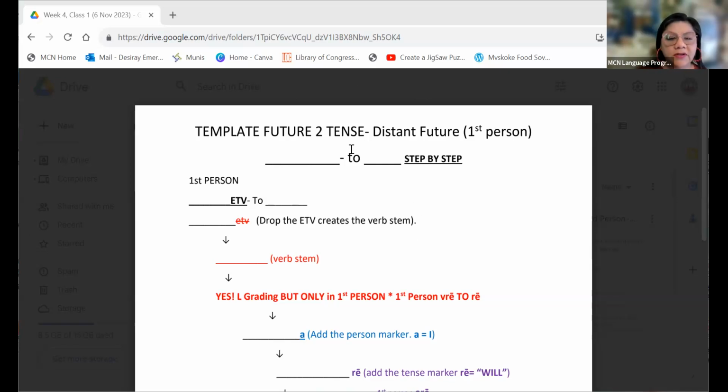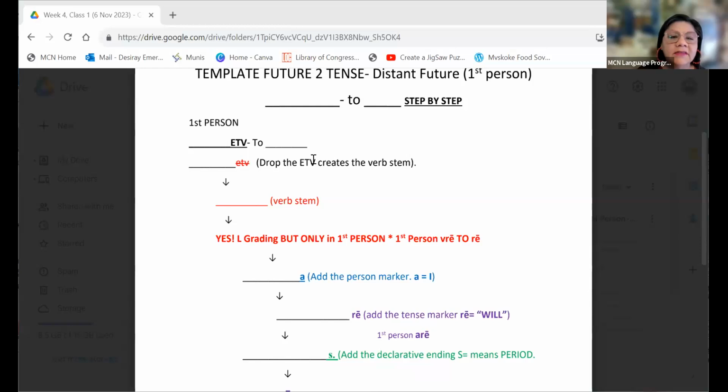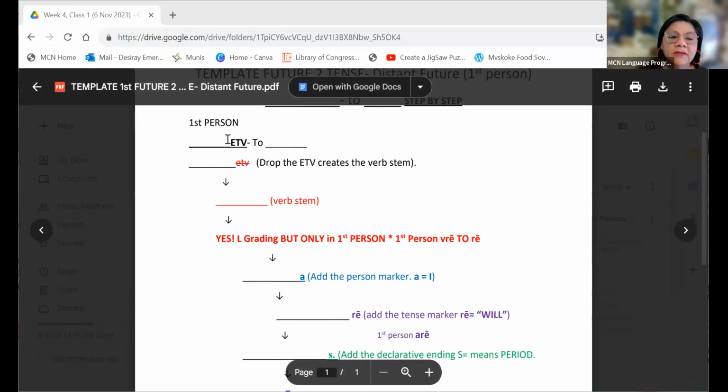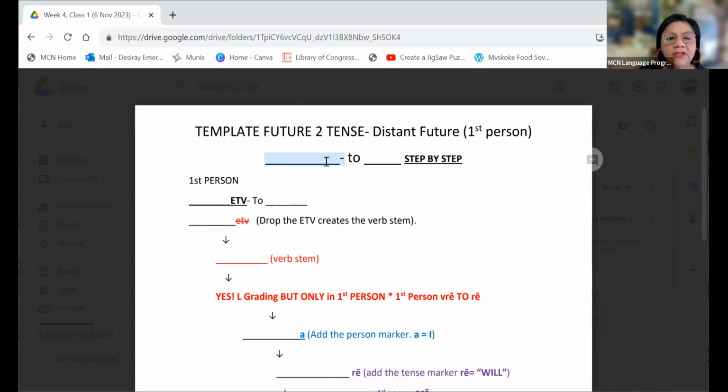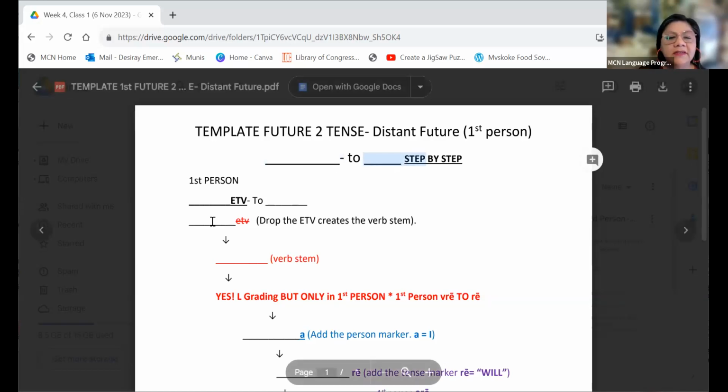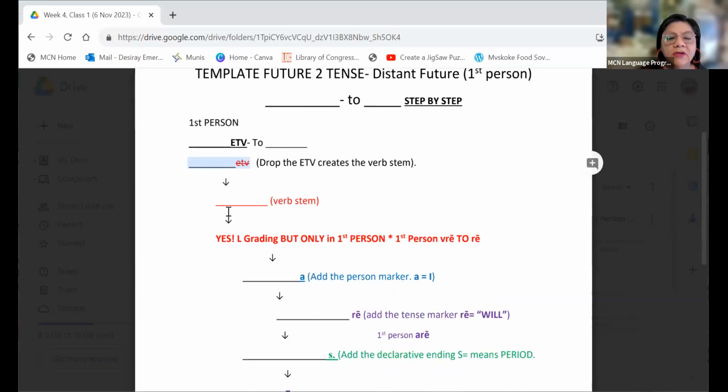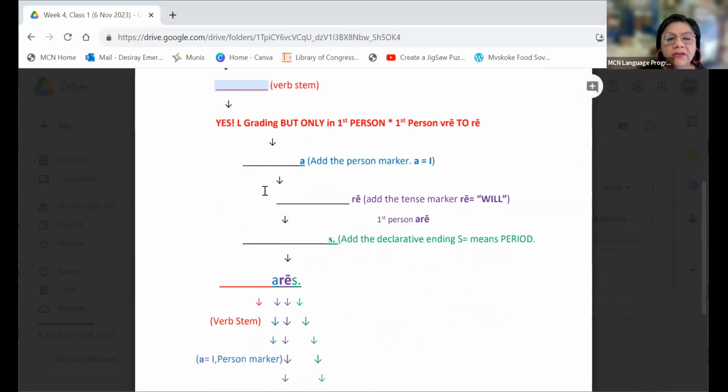First person, you put your infinitive verbs. And remember, I showed you where the infinitive verbs are on the Google Drive. I made a list of infinitive verbs and put it in its own folder so you can choose the infinitive verbs you want to play around with for making sentences. So first person, right here, you put your infinitive verb. It means like hojejira, to write. Hojejira, you drop your ETV, you get hojej.